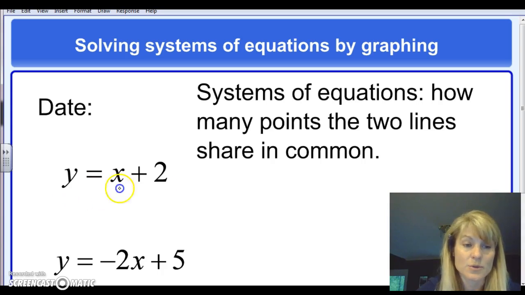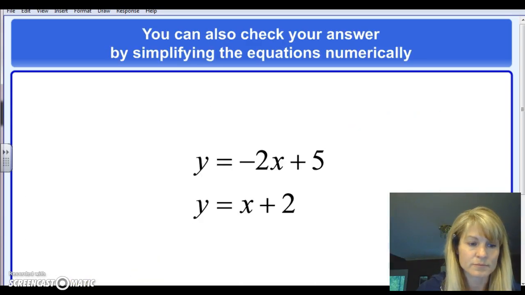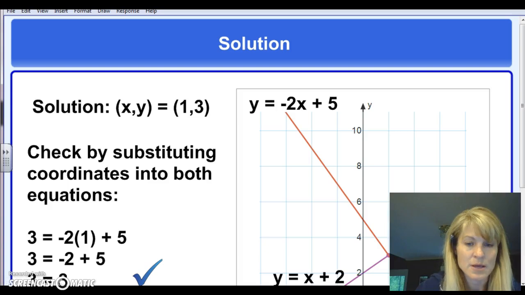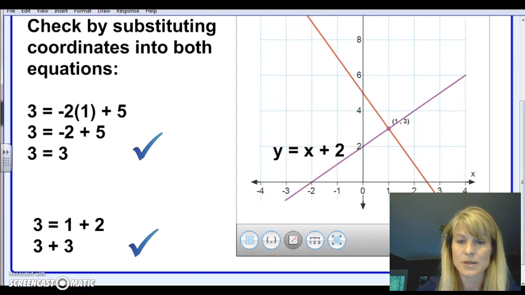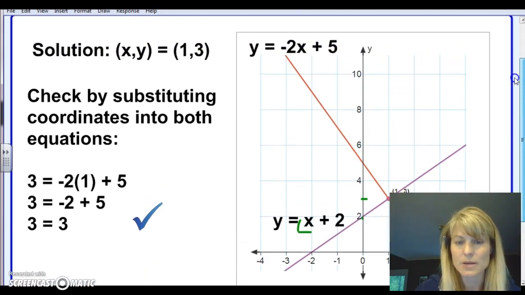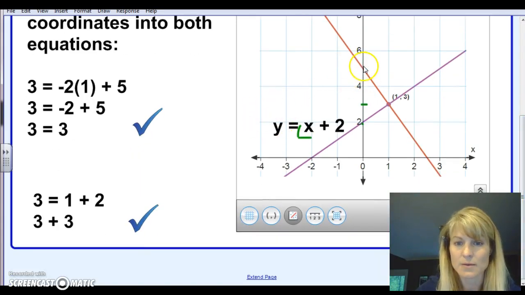So we're going to start off fairly easy with slope-intercept form equations. We're going to graph these two. For this one, the slope here is 1, and the y-intercept is 2. So we start at 2, and we go up 1 over 1, up 1 over 1. And then for this equation up here, the y-intercept was 5, and the slope was -2. So we start at the 5 here, and we go down 2 over 1.